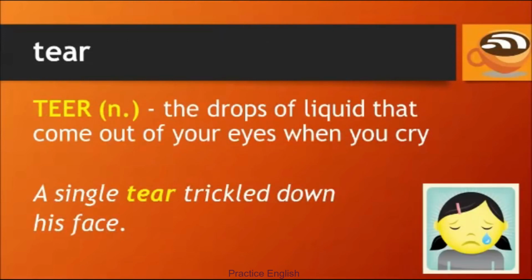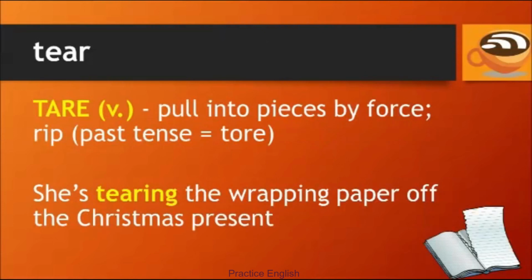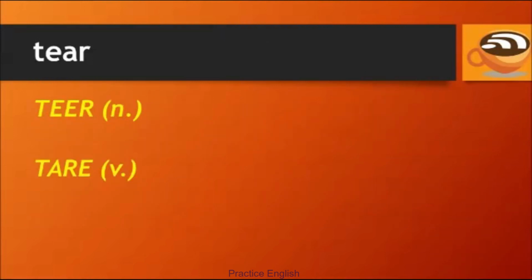The word tear can be pronounced tear or tear. The word tear is a noun referring to the drops of liquid that come out of your eyes when you cry. For example, a single tear trickled down her face. Tear is a verb meaning to pull into pieces by force or to rip. The past tense of tear is tore. For example, she's tearing the wrapping paper off the Christmas present. Tear, tear.